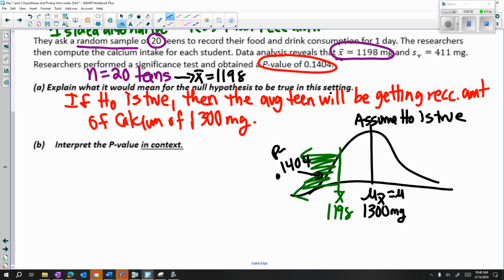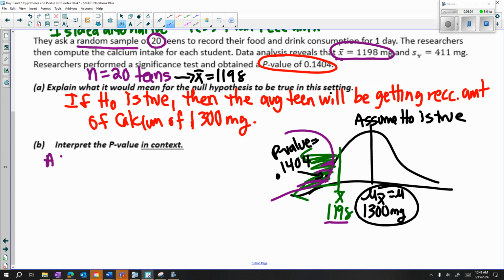So that is what visually we're talking about when we say the p-value. In words, what it means is assuming that the null hypothesis was true, and indeed the average teen is getting the actual recommended amount of calcium, which is 1300, getting a random sample of 20 teens that has an X bar of 1198, or more extreme, meaning less than 1198, would occur 14% of the time. So you're basically finding the probability of getting your sample value or even more extreme given the null is true. So we have to say this in words.